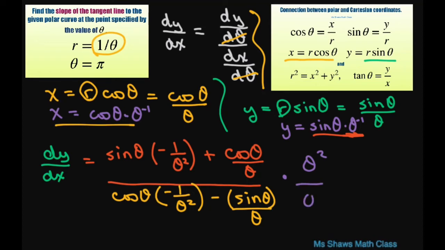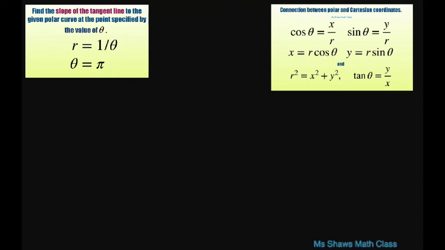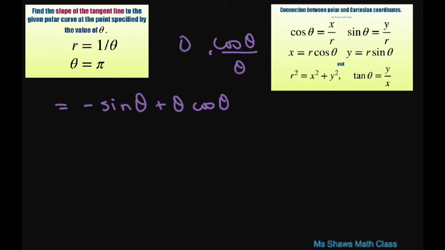Now to simplify this with the thetas, let's multiply both our numerator and our denominator by theta squared. When you do that, these two thetas will disappear, but this will get an extra theta here. So what we're going to get is negative sine of theta plus theta cosine of theta, because before we had cosine of theta divided by theta. If you're multiplying by theta squared, this goes into it one time. That's all I'm doing. And then the denominator, the same thing, negative cosine of theta minus theta sine of theta.